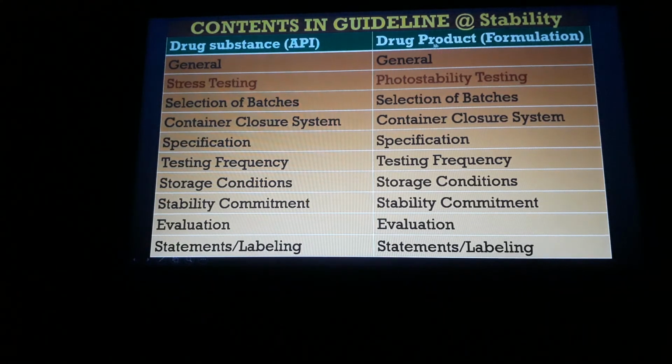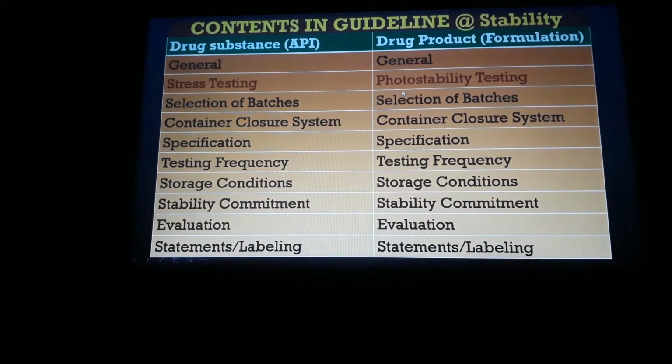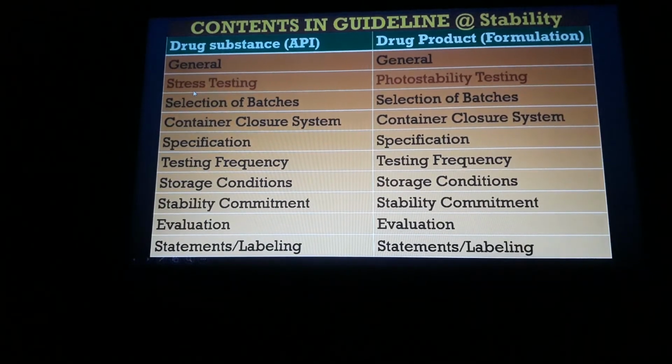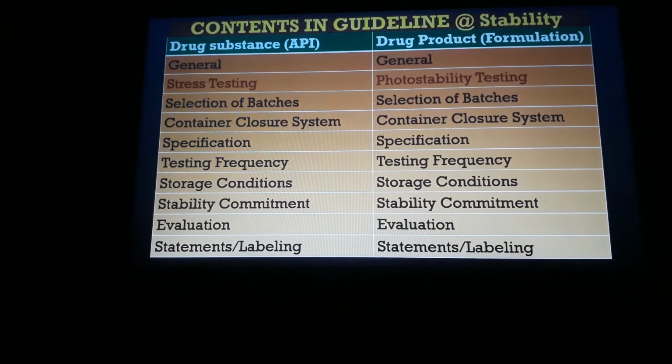And whereas you see, drug product also has the same contents, only one thing: in API we have to do stress testing, whereas for drug product we have to do photo stability testing, light sensitivity testing. This is the only difference between the drug substance stability study and drug product stability study. So these are the contents mentioned in the ICH guideline about stability study of a drug substance or drug product. We will discuss all these topics briefly and elaborately in a future class.